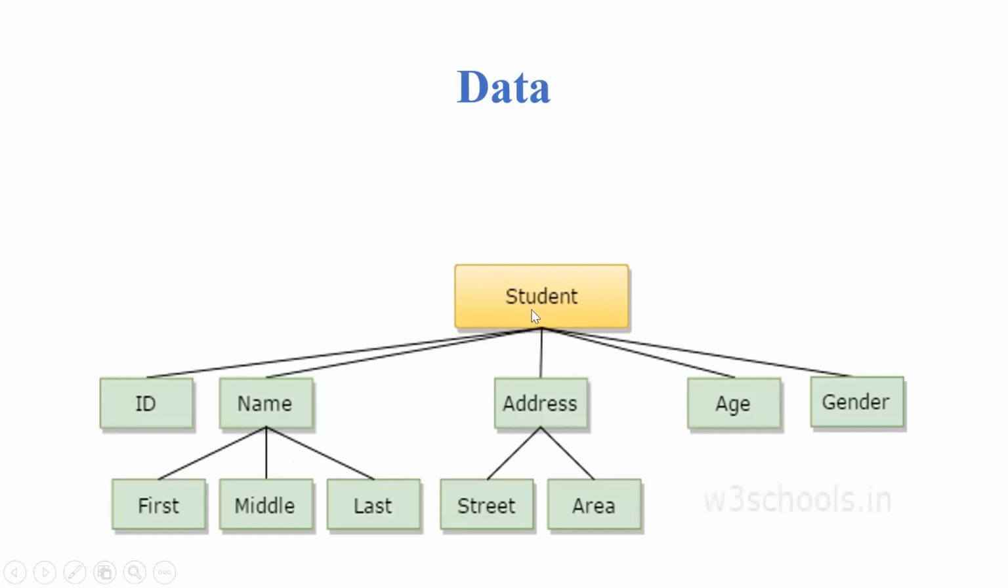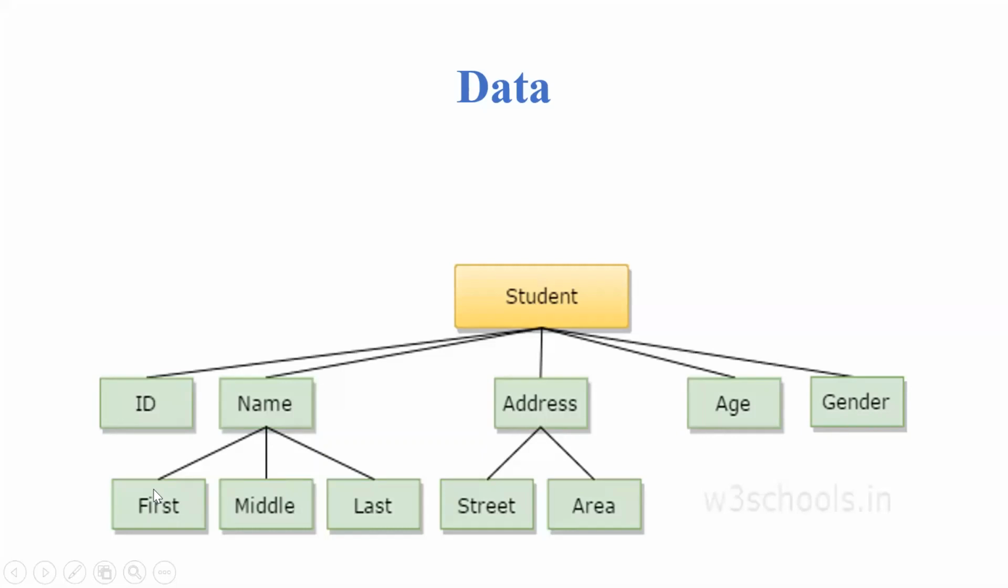We are collecting information regarding the student. Student has a student ID, a name, an address, an age and gender. Among these properties which explain a student, which are the items that do not have any sub items? Among ID, name, address, age and gender, Mamta, which is not having any sub item? Just now I told, no? ID, age and gender, right?